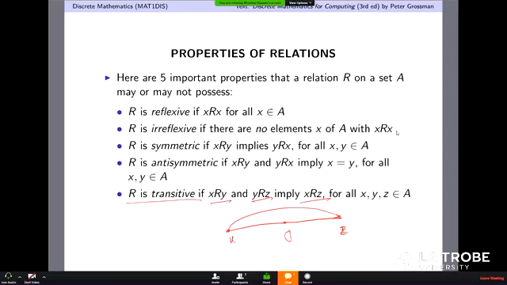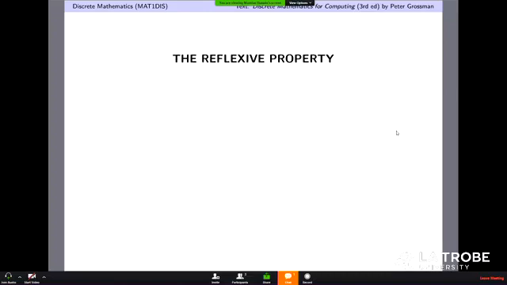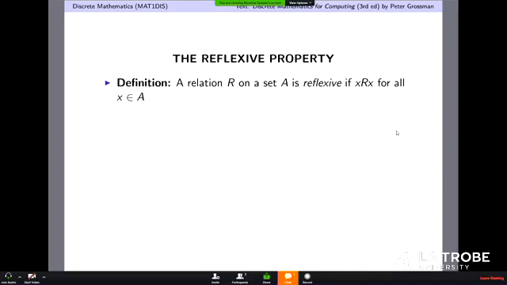There are lots of examples you can construct. I won't go into that at this time for this one. I will go into it later. Let's look at some examples now, one by one for each property. Let's look at reflexive property first. What is reflexive? A relation R on a set A is reflexive if x is related to x for any x that you choose.